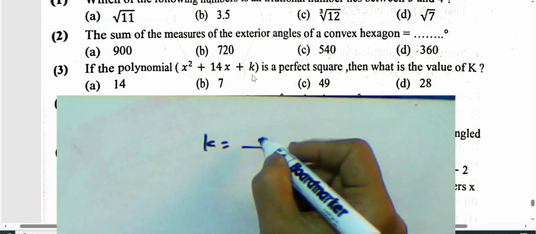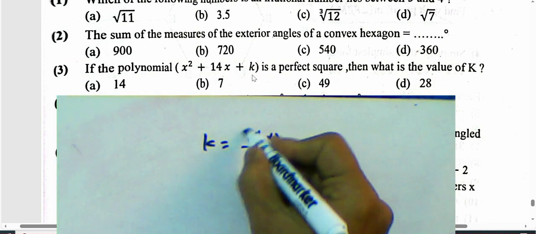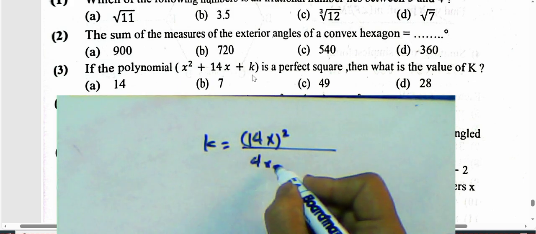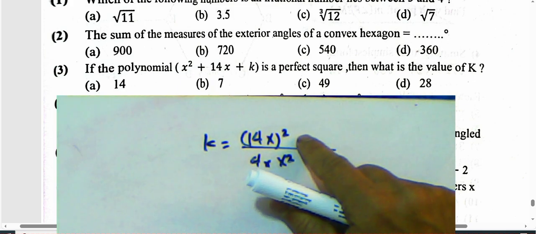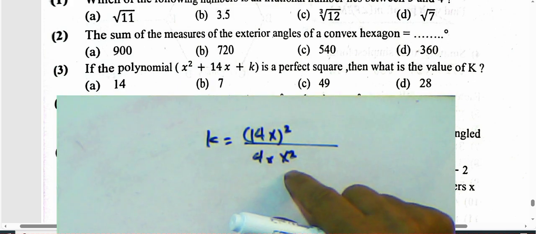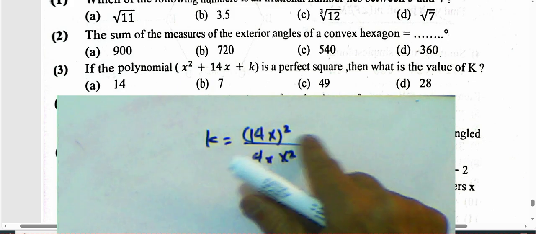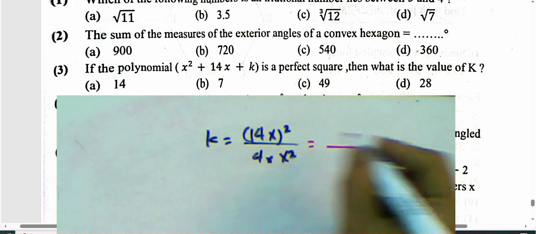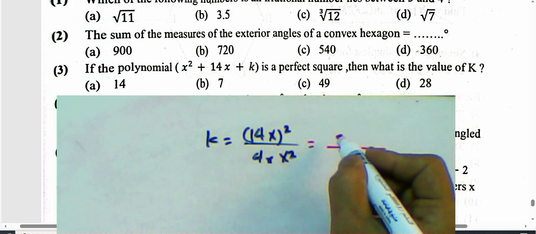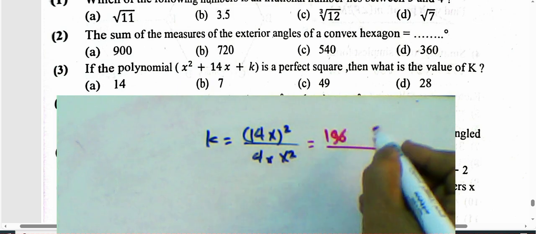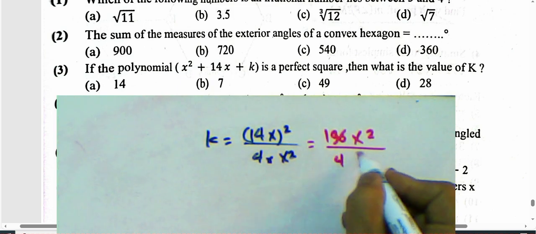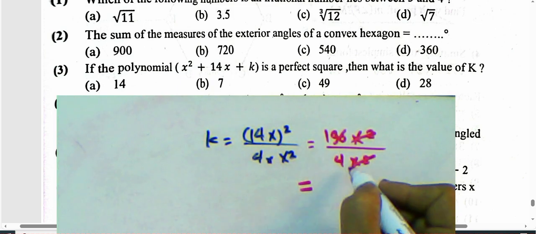The polynomial: the second power 2, 14x power 2 over 4 product by first power 2. Understood? Then to find the value of k, it lies in the third term. The value of k equals the middle term power 2 divided by 4 times the first term here. Okay, right. 14 power 2 will be 14 times 14 equals 196. x power 2 over 4x power 2. You can simplify.